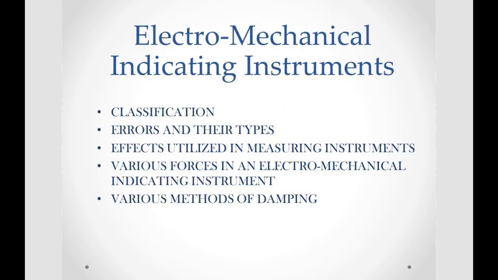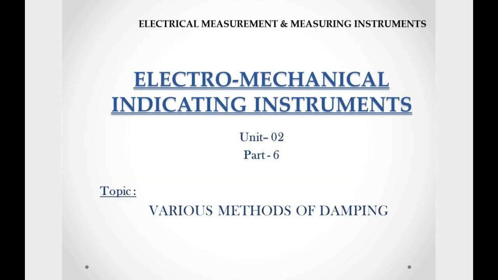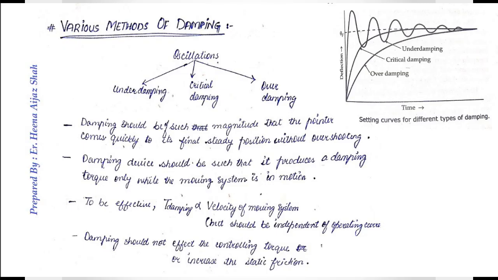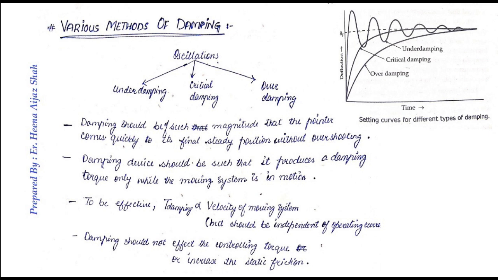As we have completed the major portion of this chapter, now we are left only with one topic. Today we will be studying about the various methods of damping. As we have already read about damping, what is the function of damping in any electrical instrument, we all know that damping is used to avoid the oscillations.